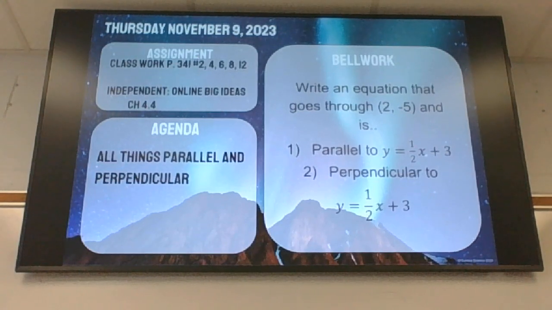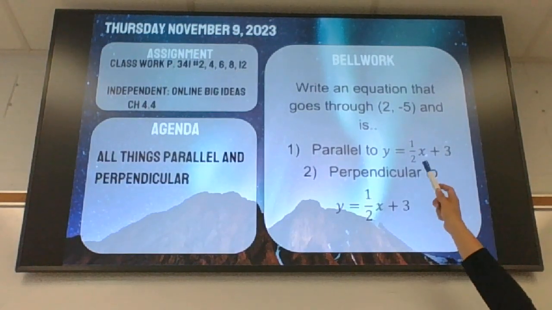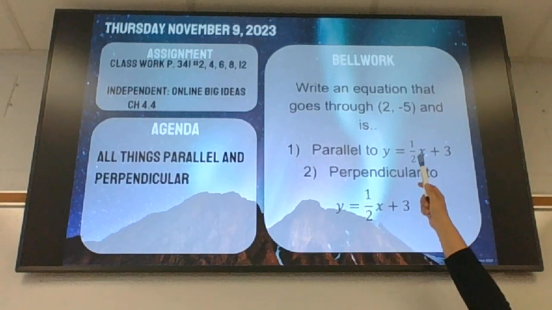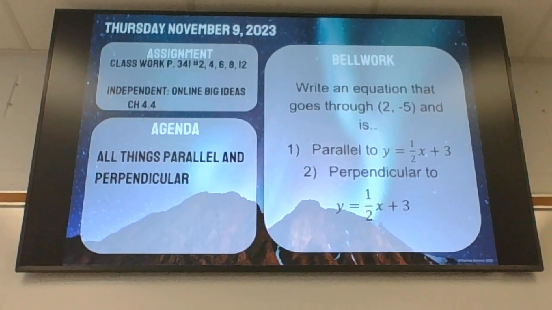So you start by thinking about, well, if I need to be parallel to this, what will my slope be? So for number 1, if we need to be parallel to this, then we need the same slope as this, because parallel lines have the same slope. What's the fact? Parallel lines.